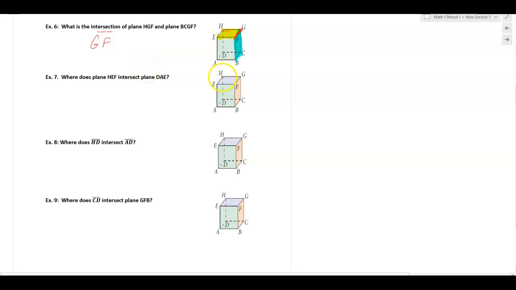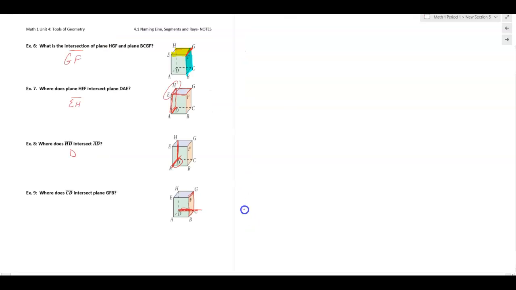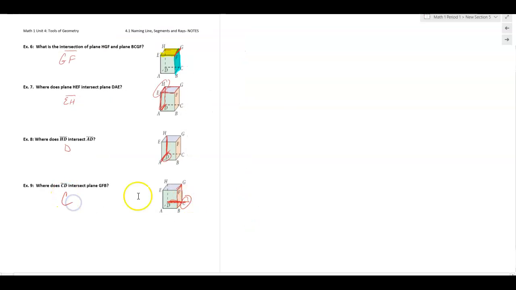So where do plane HEF and plane DAE intersect? HEF is the top of the box, and DAE is right here. If you look, they intersect right up there at line EH. Next, where does HD intersect AD? And if I look, it's at point D. And where does CD intersect plane GFB? If you look, that line goes through this right side of the box at point C.